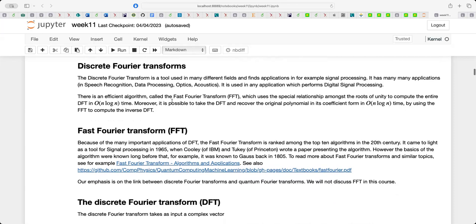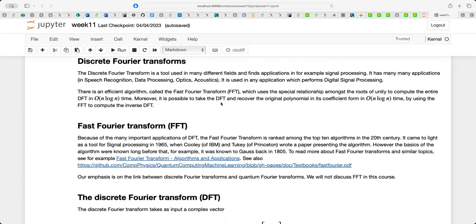So one of the famous algorithms is the fast Fourier transform, and that uses a special relationship amongst the roots of unity to compute the entire DFT in typically n log n, where n is the number of terms you have. As we will see a little bit later, you can actually use this DFT to find a polynomial expansion of a given object.